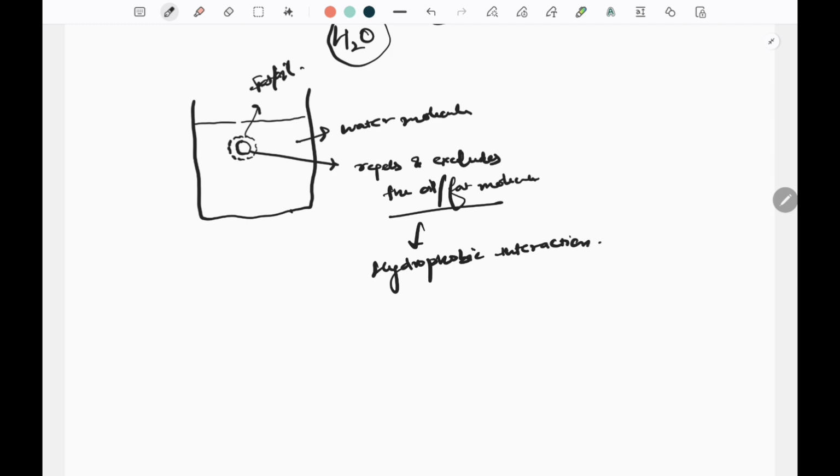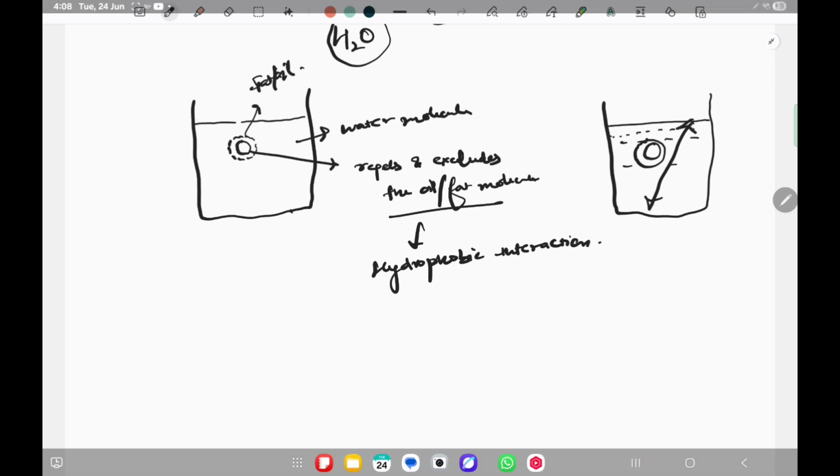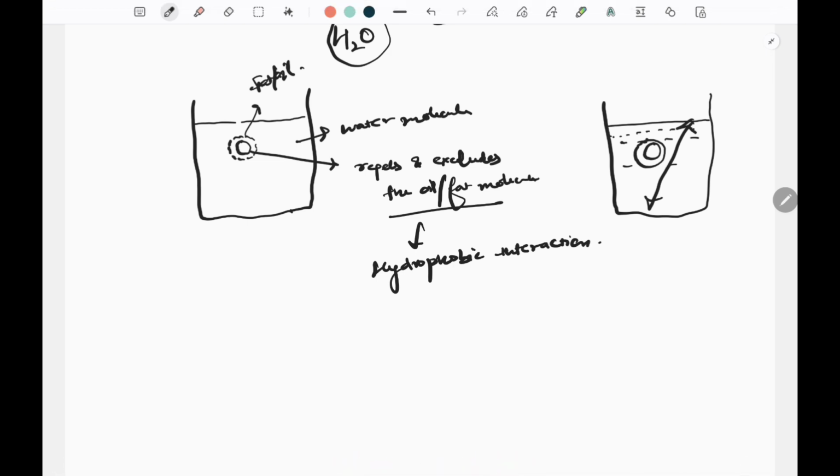Where water is actually repelled. Okay, so now understand the thermodynamics. If this is water, each water molecule can move freely around this area. The moment you put the lipid or the fat in there, the water molecules arrange themselves around the lipid, so now these water molecules cannot move freely. Due to this, there is a loss of entropy.